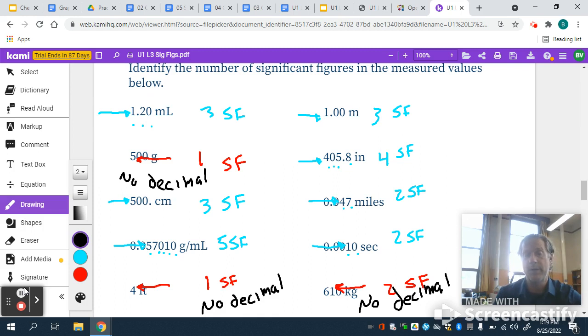For 1.00, I got 3. 4.05 or 405.8, I got 4. 0.047 and 0.0010 both got 2. The ones where I drew the arrow coming in from the right to the left, pointing to the left, had no decimal point, so that's why 500 got 1 sig fig, 4 got 1 sig fig, and 610 got 1 sig fig as well.